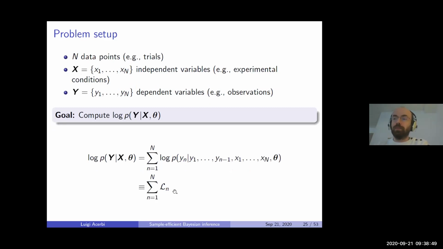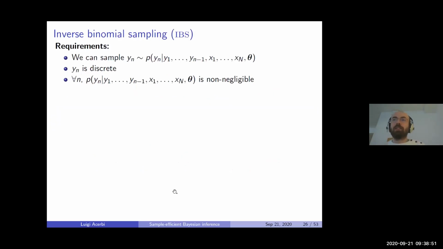Okay, so we want to compute this. How do we go about it? The point with IBS is that it's incredibly simple, and that's why I like this approach. There are some requirements, of course. First of all, we require that we can sample fake or synthetic observations yn, given everything that happened before: y1 to yn-1, all the x's, and the model parameters. This is what we define in the paper as conditional simulation. Not all models allow conditional simulation. Many models do, some don't. So it depends. Sometimes you can solve it.